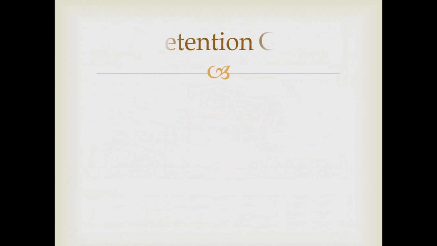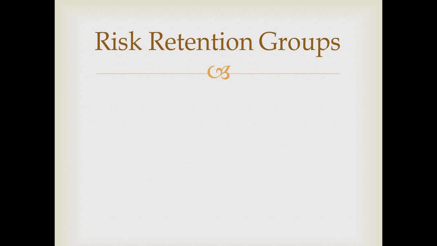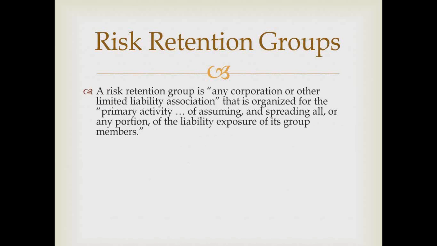Now, let's turn our attention to risk retention groups. RRGs started in the 1980s, specifically in 1981 when Congress first passed the law establishing these. Congress passed these because of a products liability insurance crisis. In 1986, they expanded the definition largely for doctors. Now, a risk retention group is any corporation or other limited liability association organized for the primary activity of assuming and spreading all or any portion of the liability exposure of its group members. Short version, some type of limited liability organization is formed to absorb risk.